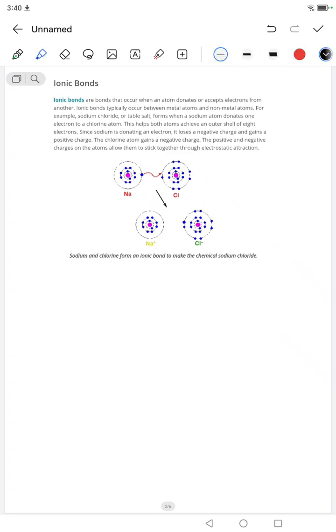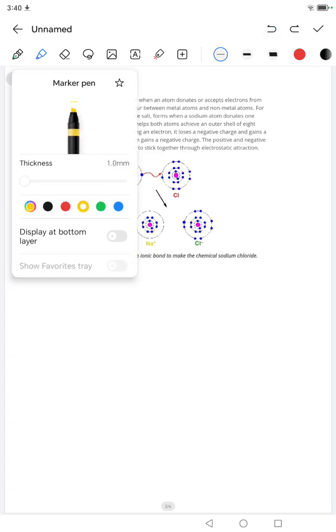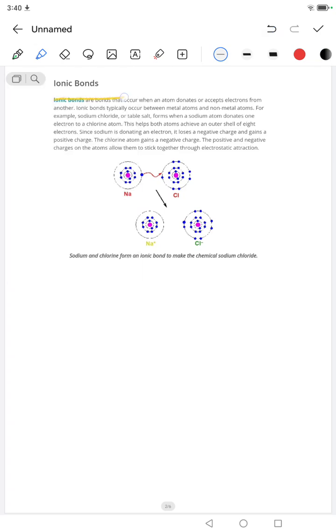So basically, ionic bond is the bond which occurs when an atom donates or accepts electrons from another atom. Like one atom is donating the electron and the other atom is accepting the electron. So one atom should be that atom that has this ability that it can donate electron.